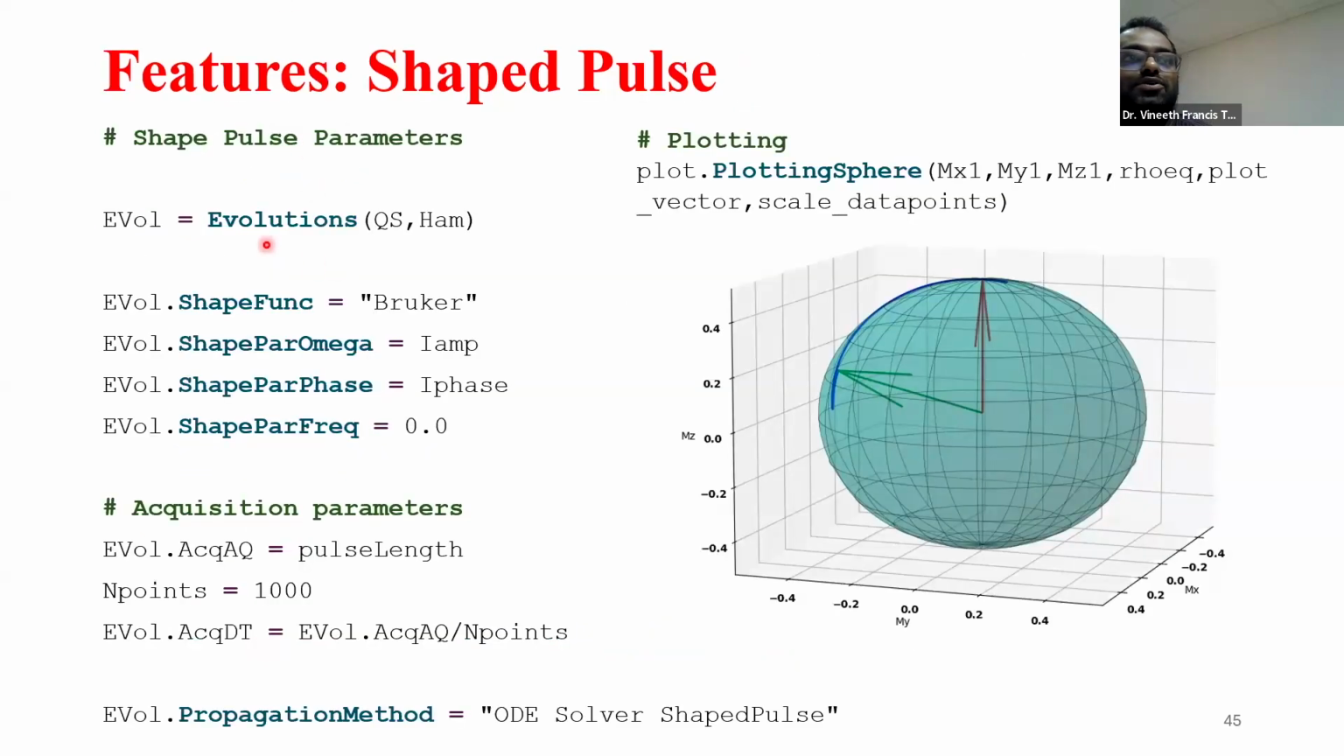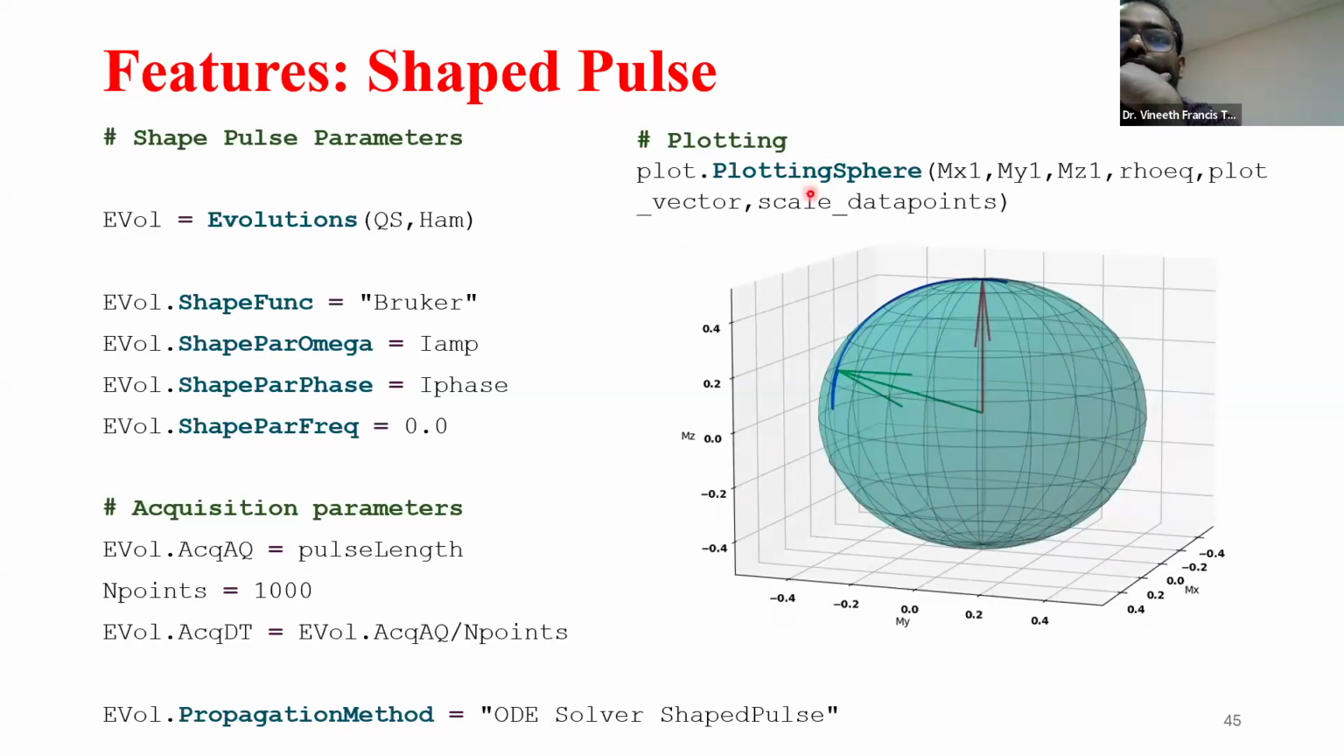Now you want to evolve, so you define the evolution class. Now you want to define the shaped pulse. I'm using Bruker files. You define a shape function, which is Bruker, and B1 will be the amplitude, and you define the phase, and you can mention the frequency of the RF. You define the acquisition time. You have 1,000 points, and you can calculate the dwell time. And you are propagating with the method ODE solver shaped pulse.